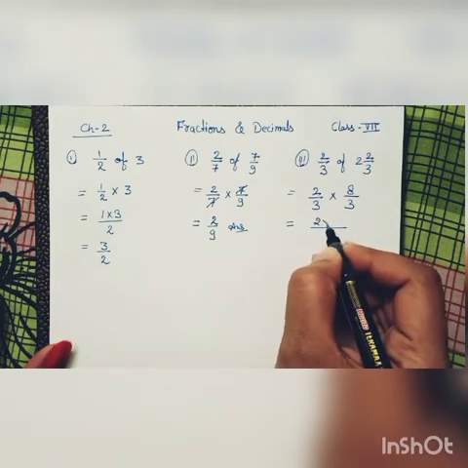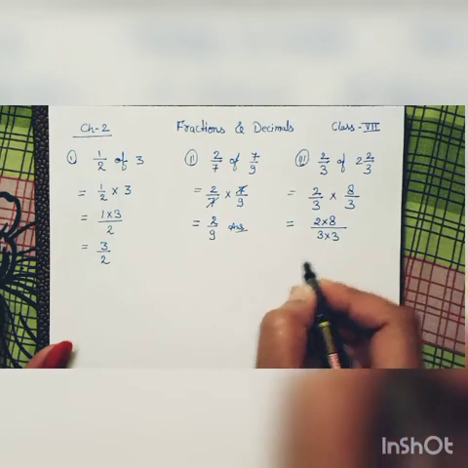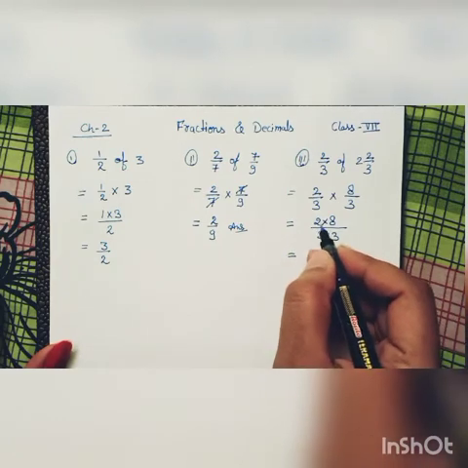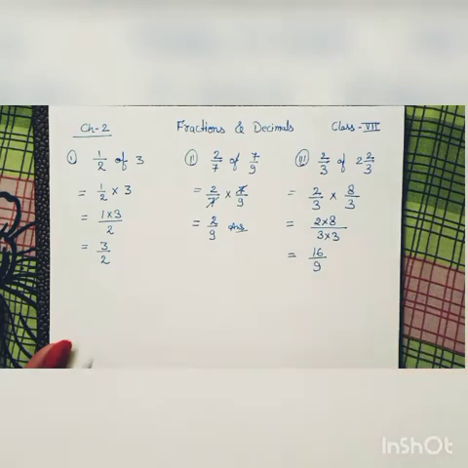So basically we will do 2 multiplied by 8 and 3 multiplied by 3, and our answer will be 2 into 8 is 16 and 9. 16 divided by 9 is the answer, and if possible we can reduce it, but here we can see that one number is even and another one is odd, so these both are not divisible. So here are the terms.